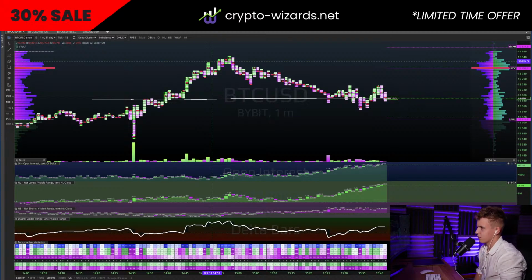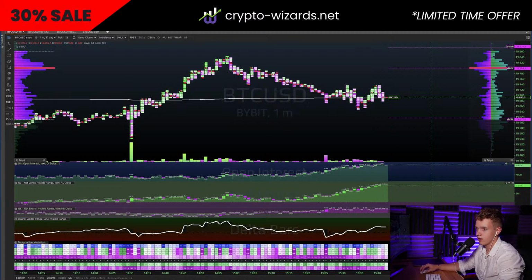Once again, we'll see how it goes, right? We need to lose the VWAP first. That's just the number one key thing that we need to see if we want to go lower.